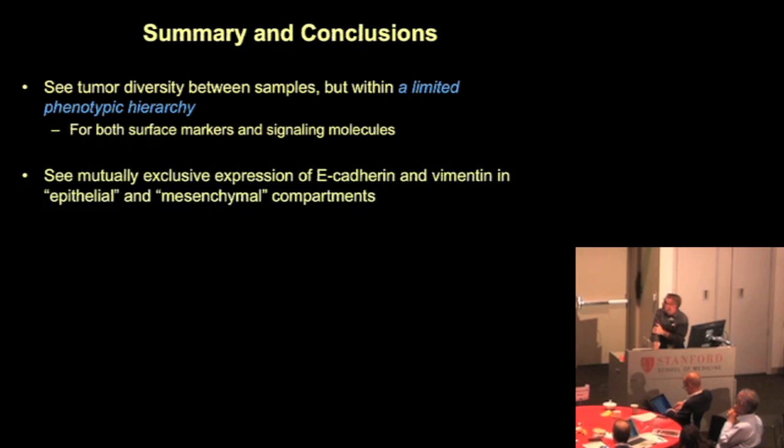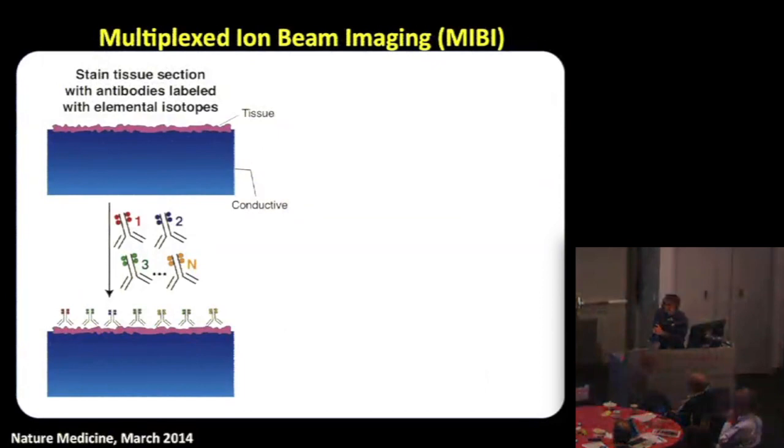I won't go over that. I just want to finish with how we can get to what histologists like. We published this in Nature Medicine earlier this year. We're using the same isotopes in a different format. Rather than using a CyTOF, we're using a SIMS, a secondary ion mass spec.